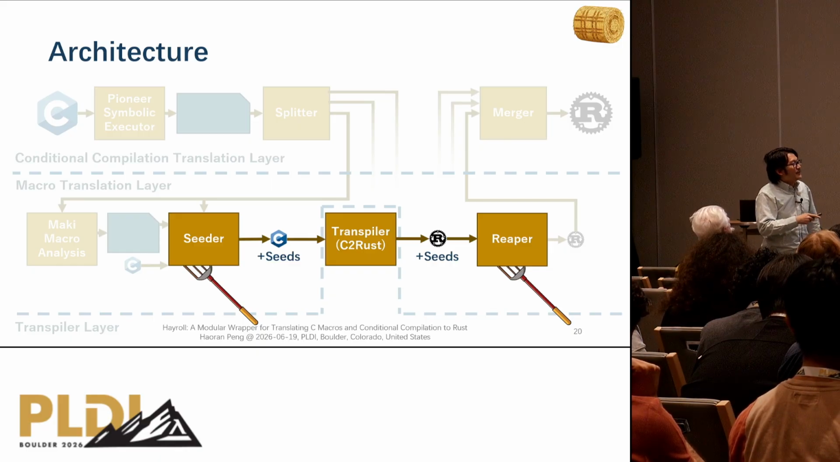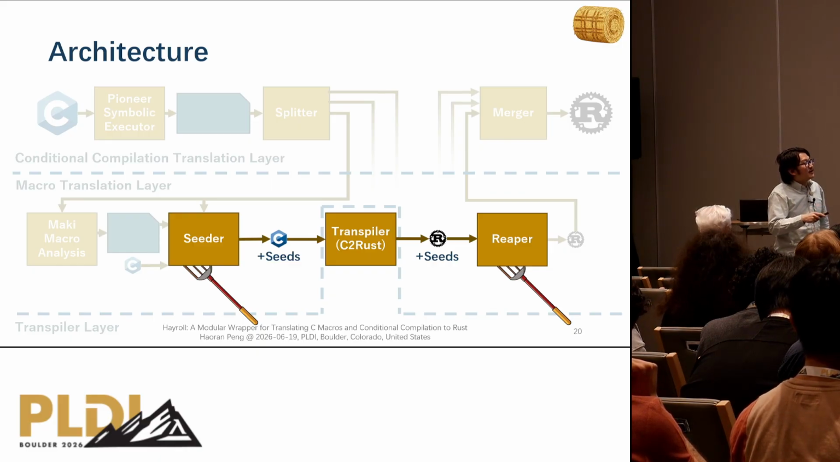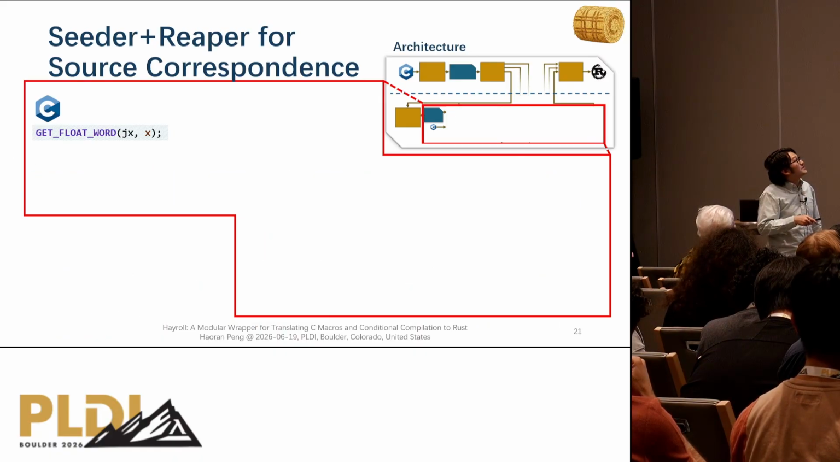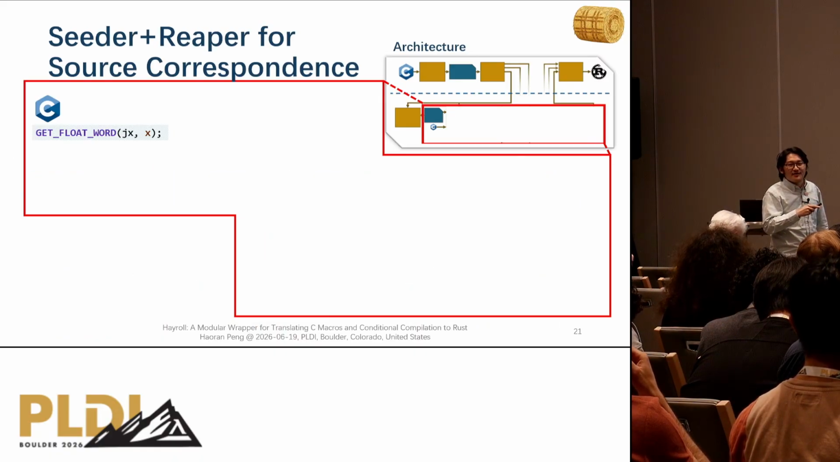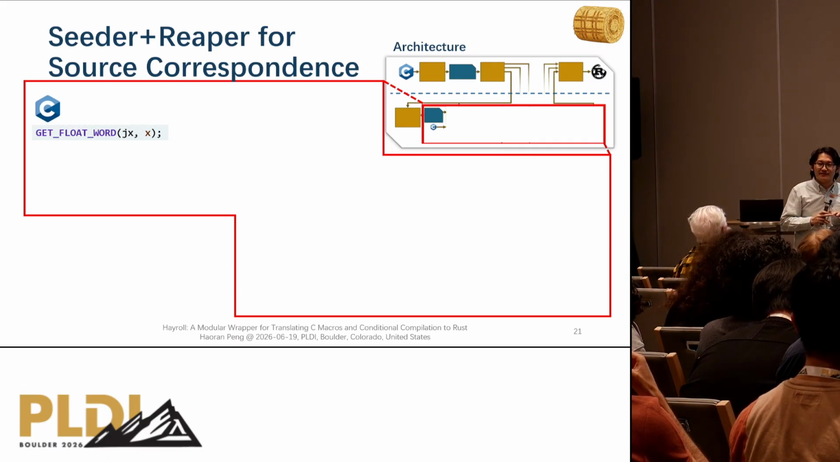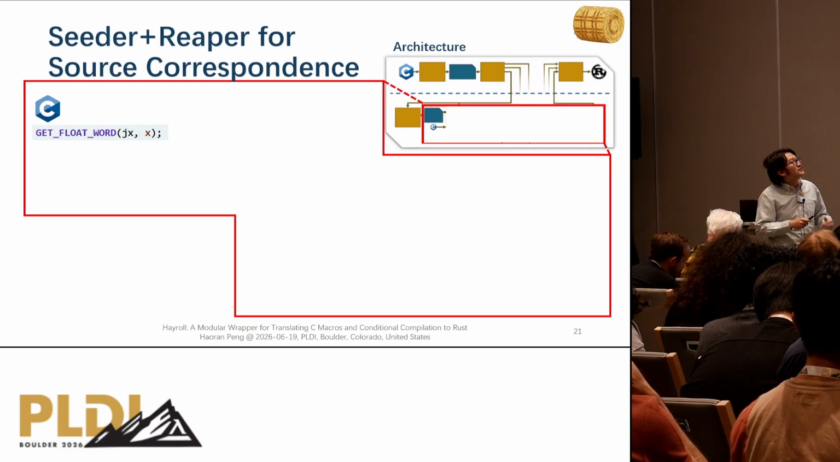Okay, then we're going into the Cedar and Reaper part of our program, which is for solving the source correspondence problem. Remember, the ultimate goal of solving the source correspondence problem is to know which part of the Rust code was from which C macro expansion or C conditional compilation range. We did it in a non-intuitive way.